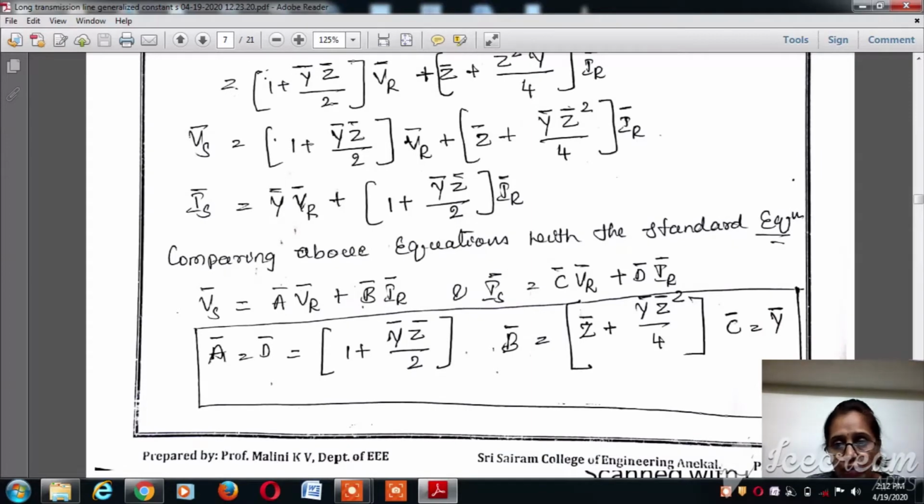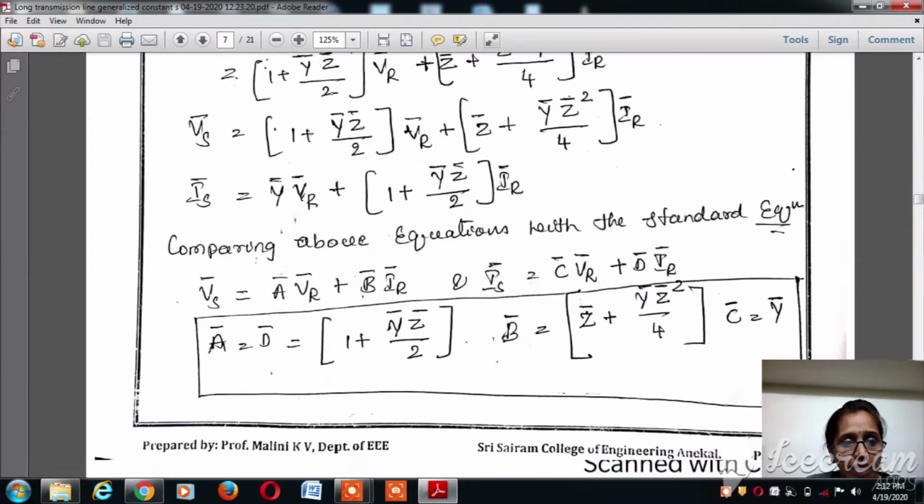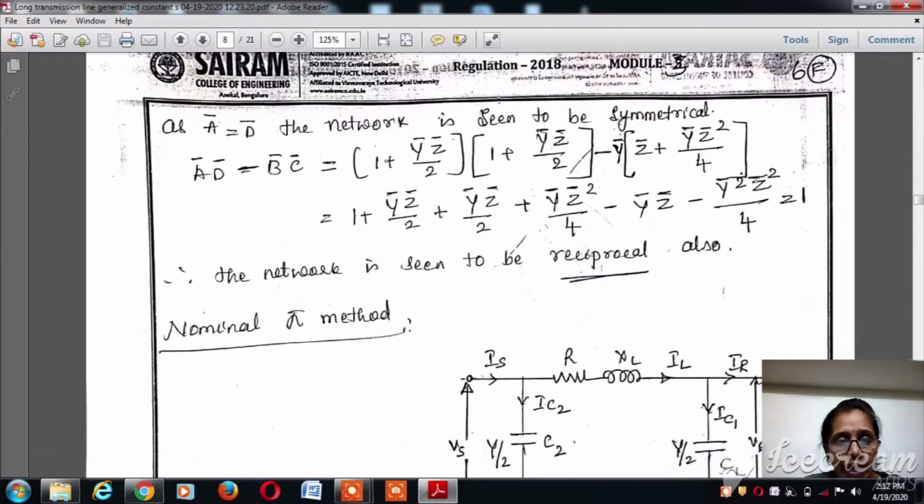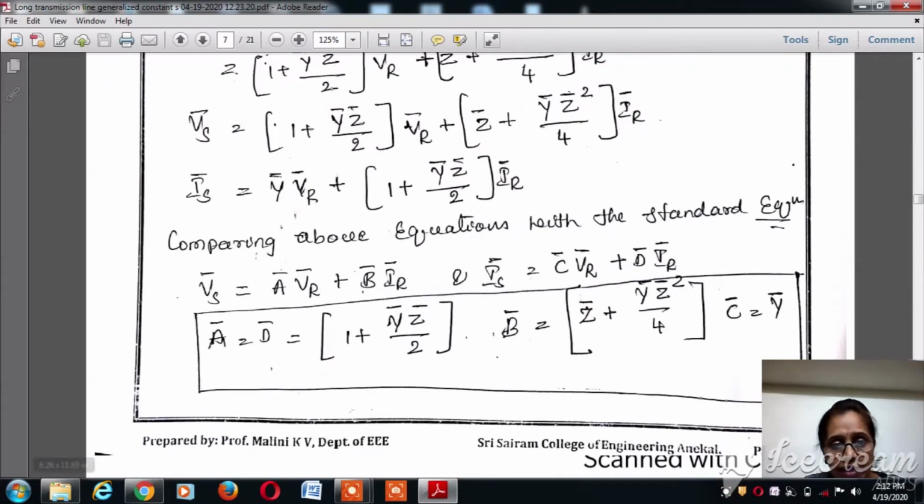So comparing the above equations with the standard equations, we can get Vs is equal to A into VR plus B into IR and Is is equal to C into VR plus D into IR. These are the standard set of equations. So A is nothing but equal to D, that is equal to 1 plus Y into Z divided by 2, and B is nothing but equal to Z plus Y into Z square divided by 4, and C is nothing but equal to Y, the shunt admittance. So A, B, C and D are known as the generalized constants. So A is equal to D and B is equal to Z plus Y into Z square divided by 4, and C is nothing but equal to Y.